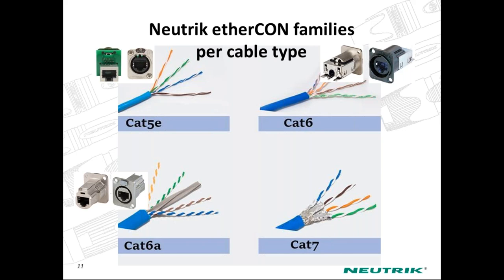So our first etherCON family was Cat5. It's still there. It's still our biggest seller. Then we came out with a family for Cat6, and more recently, just a couple years ago, a family for Cat6a. We'll talk about the decisions to make amongst these.